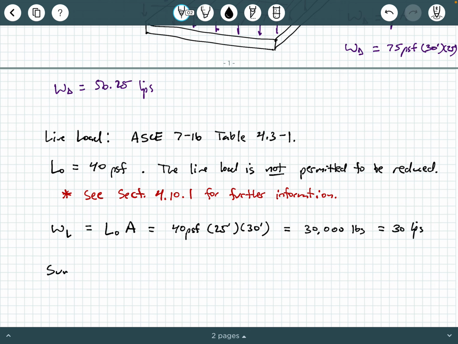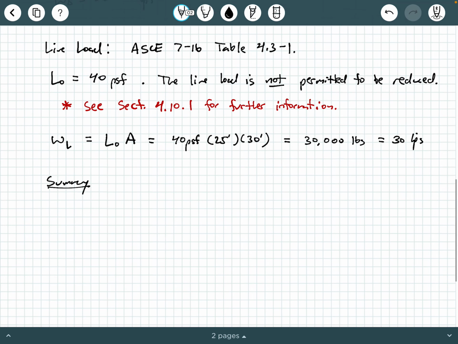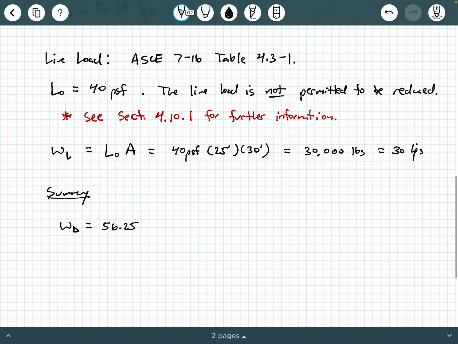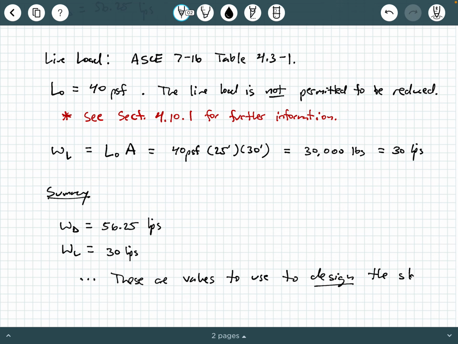So to summarize, our dead load, W dead, was 56.25 kips, and our W live would be 30 kips. And so a little commentary here, these are values to use to design the slab. So that's all why we're doing this. We're calculating these dead load and live loads such that we can then design the thing that is supporting this dead load and live load. In this case, it would be a concrete slab for a garage.